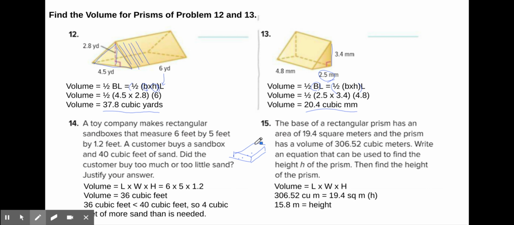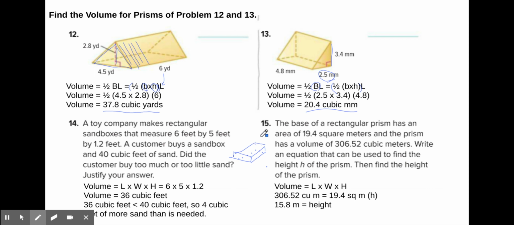Well, I can't really do the inside dimensions there. That is pretty, but you get the picture. And so if we buy 40 cubic feet of sand, it's going to be overflowing here. So we're going to have 4 cubic feet more sand than is needed. So that's what you need to realize there.